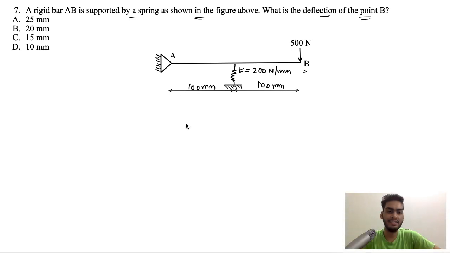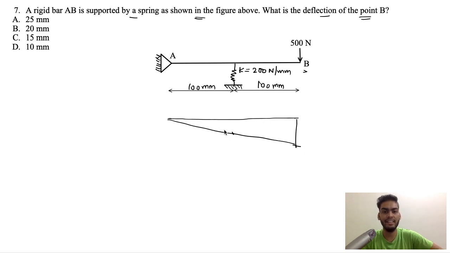So as the bar is rigid, it's not going to bend, and if it is deflecting, it will deflect something like this. This is the deflected line. So here we have some deflection, and here at the point where the spring is, and this delta B we have to find out. Let's say this point is C.